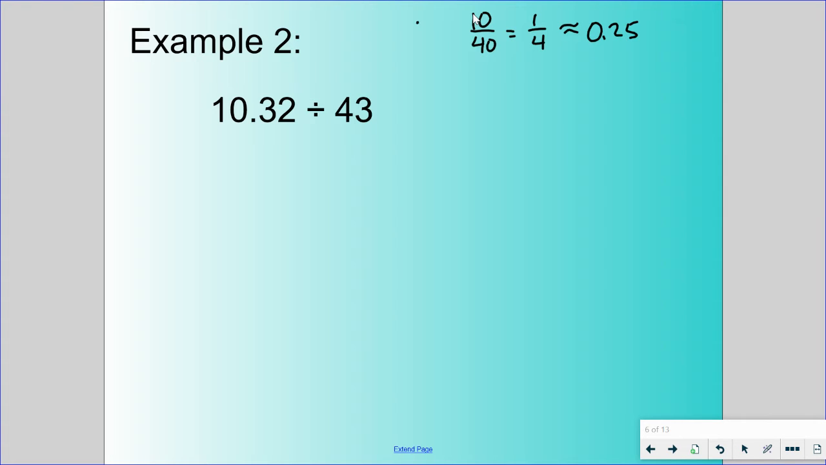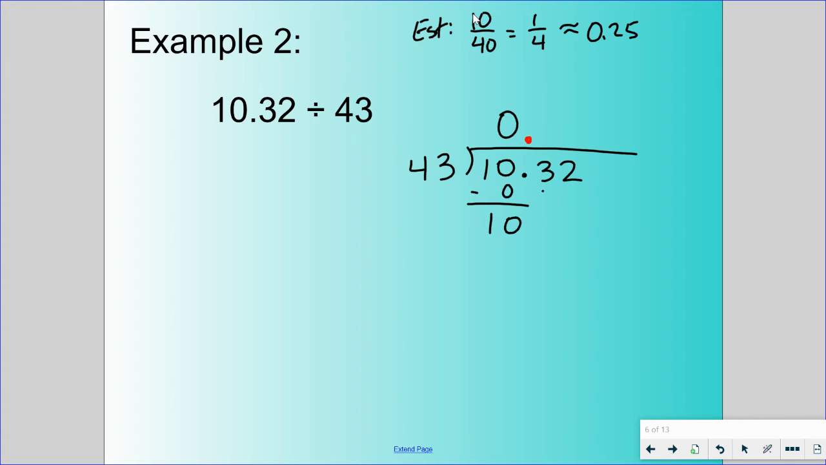Now this is just an estimate, but at least we have a good idea in our mind before we jump in. So let's go ahead, divide 10 and 32 hundredths by 43. Always put your decimal point up before you begin. Naturally, $10 cannot be split among 43 people, so there are no wholes, but we kind of expected that.